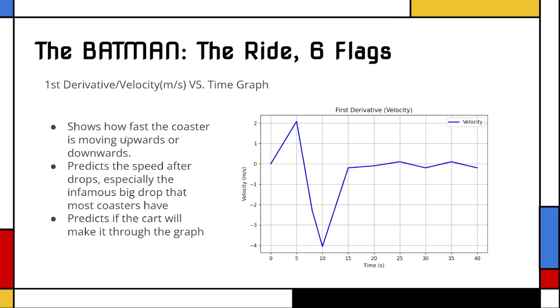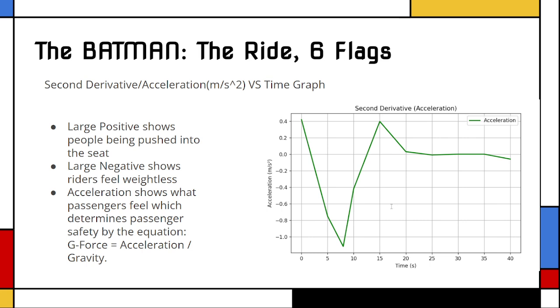Now taking a look at the derivative or velocity versus time graph, we can see how fast the coaster is moving up or down. This helps determine the speed after drops, especially those in very big initial drops that most coasters have for momentum, and also predicts if the cart itself will make it through the coaster or not.